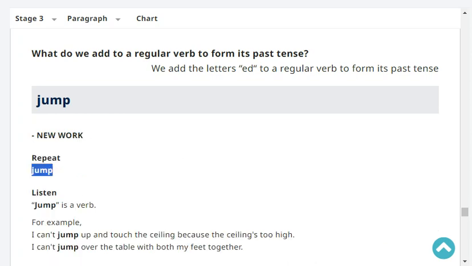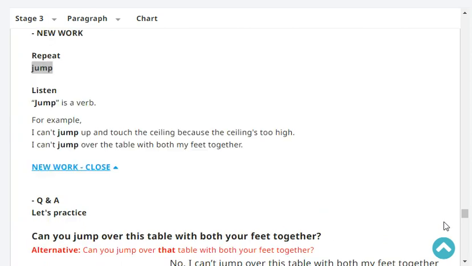Jump. Very good. Okay, listen. The word jump is a verb. For example, I can't jump up and touch the ceiling because the ceiling is too high. I can't jump over the table with both my feet together.